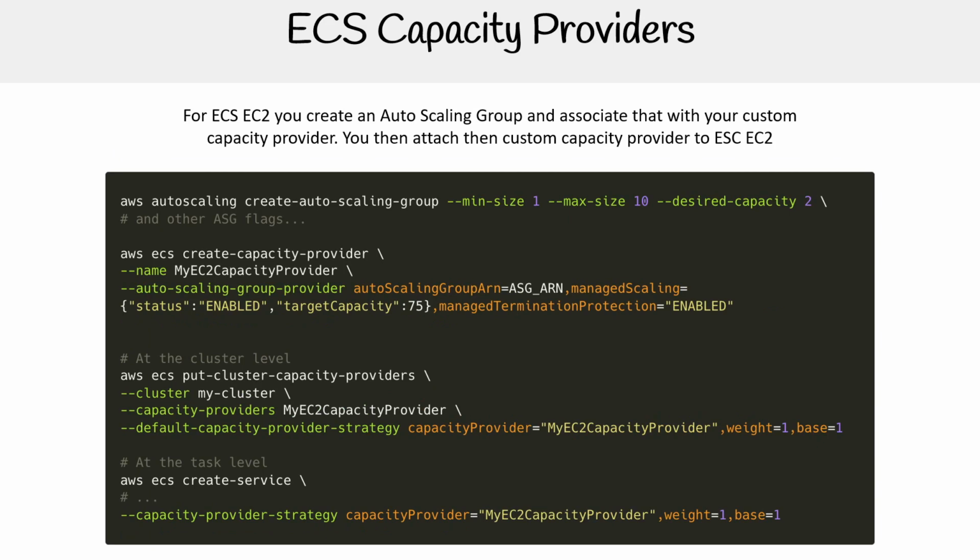For ECS EC2, it's a little bit different, where you're actually creating an auto-scaling group, and then you create the capacity provider, which references the auto-scaling group and sets something that kind of looks like a CloudWatch alarm, where you're saying, hey, target capacity, a certain amount, and then step up by this amount.